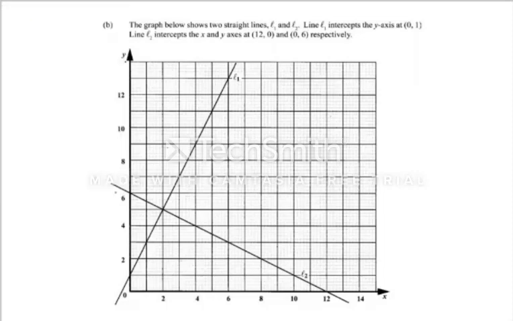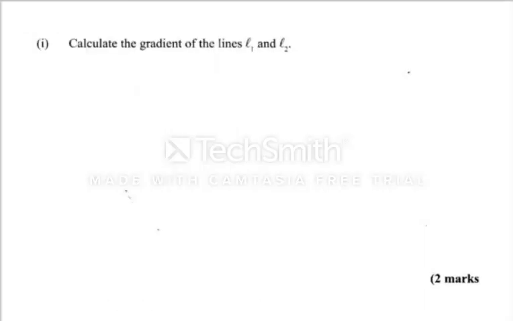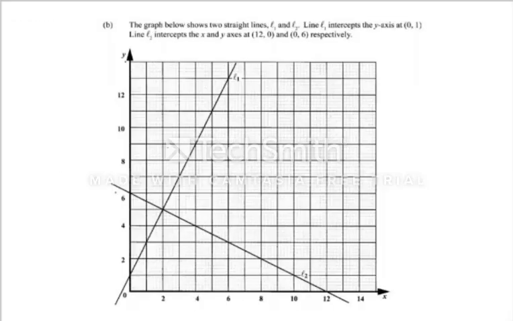Alright, so here's what we have to do. The first thing we're asked to do is to calculate the gradient of lines L1 and L2. Let's go back to our diagram a little. To find the gradient of a straight line, you need to know the coordinates of 2 points on that line. This point here, which is the point (2, 5), is a point on both lines.